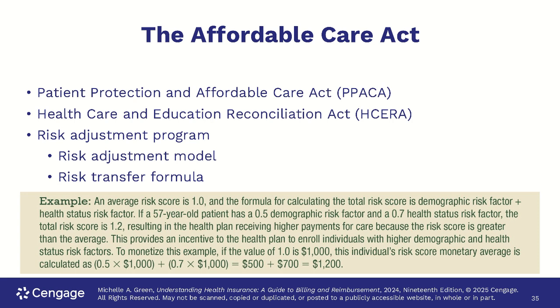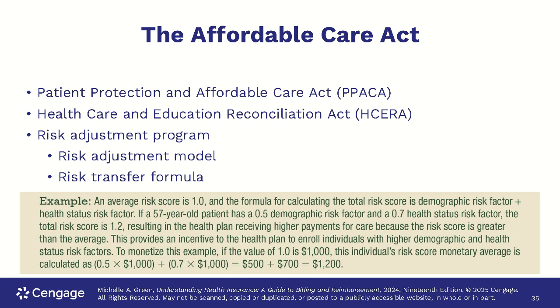So let's look at this example. You've got a patient who is 57 years old, okay? And an average risk score is 1.0. And the formula, so like what's the risk of that patient, that member? The formula for calculating the total risk is the demographic risk factor plus the health status factor.